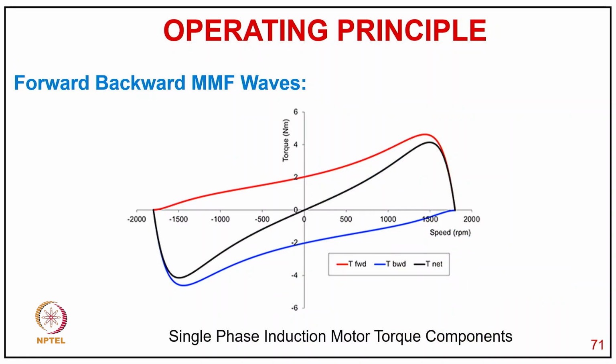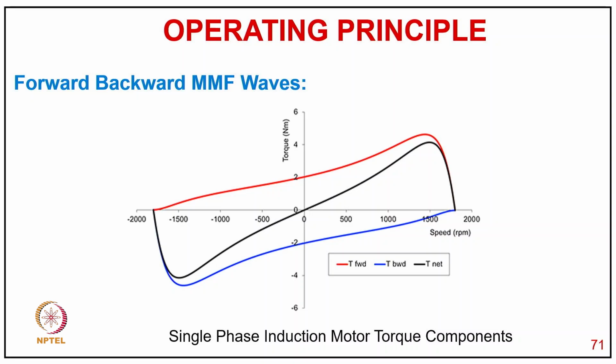The forward field is the red, the backward field is the blue, and the net is your black. So you will see that at zero speed both are equal, so the net torque produced is zero. But at any other speed, if the speed is slightly higher, the net torque increases because the torque produced by the forward field is more than the torque produced by the backward field.